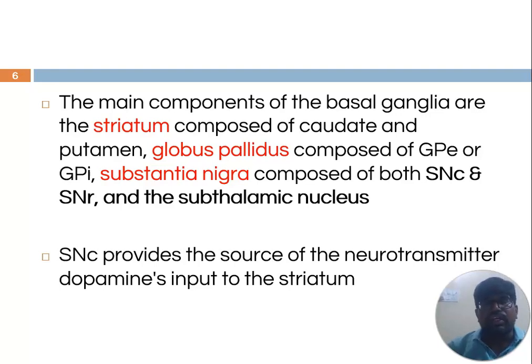And in the basal ganglia, as I already mentioned, we have the striatum, which is composed of the caudate nucleus and putamen. The third part is the globus pallidus, which contains three things: globus pallidus externa, globus pallidus interna, and substantia nigra. Again, the substantia nigra is composed of three subsites: substantia nigra pars compacta (SNC), substantia nigra pars reticulata (SNR), and the subthalamic nucleus.